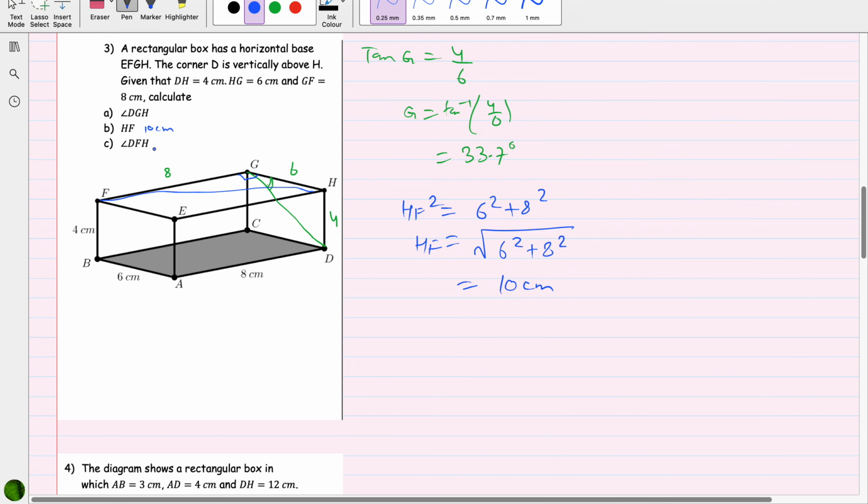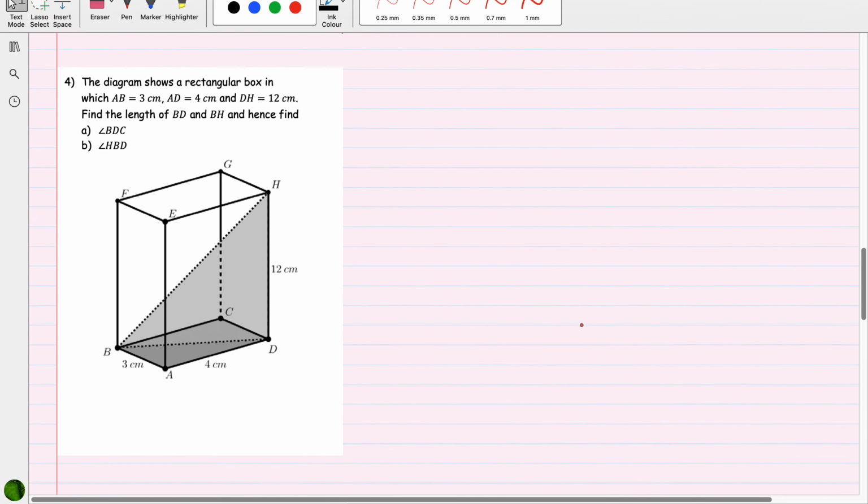Last part is DFH. So this is D, this is F, this is H. So if we have to find this angle, I already know that FH is 10 and HD is 4. So we can find this angle by using tan again. So tan of F is equal to perpendicular over base. So F is equal to tan inverse 4 by 10, which is 21.8 degrees. Moving on to question number 4.